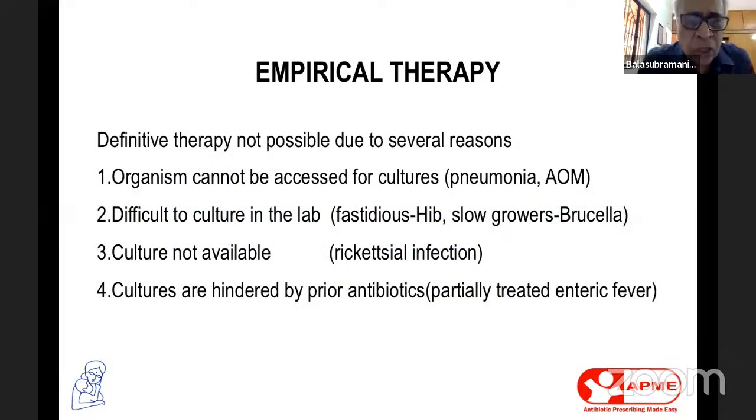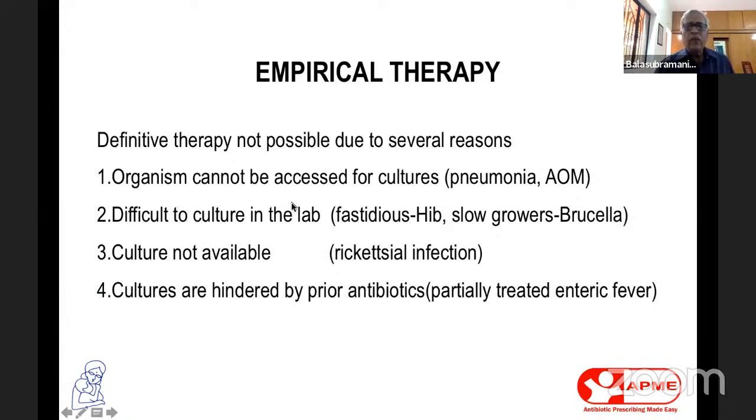However, the majority of our prescriptions in pediatric practice, both inpatient and outpatient, are only empirical therapy. We act like kings. We don't have evidence for most prescriptions. When you can't culture an organism, for example in pneumonia and AOM, in pneumonia you get only 10% yield. In AOM, you hardly do a myringotomy to prove the bug.